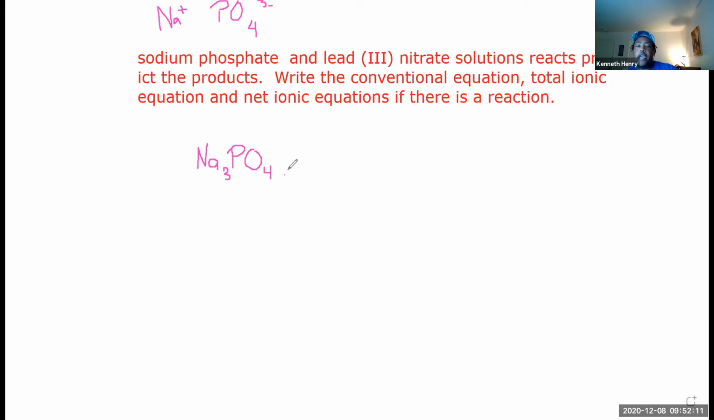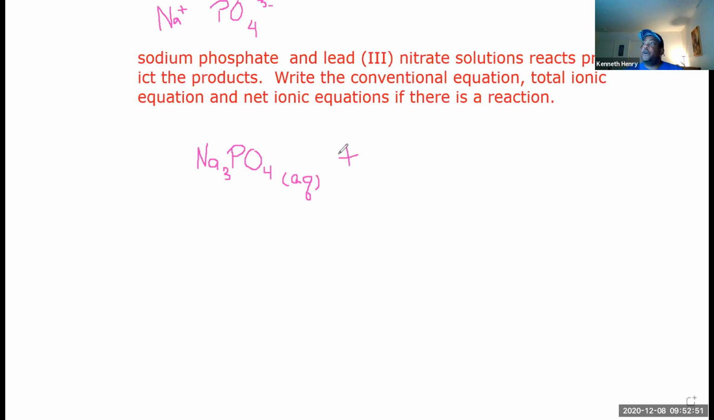Is it a solid, liquid, gas, or aqueous? Solid, liquid, gas, or aqueous? What, Na3PO4? I think that's aqueous. That's correct. Now you guys need to know the states. If you don't know the states, it's going to bite you in the butt.